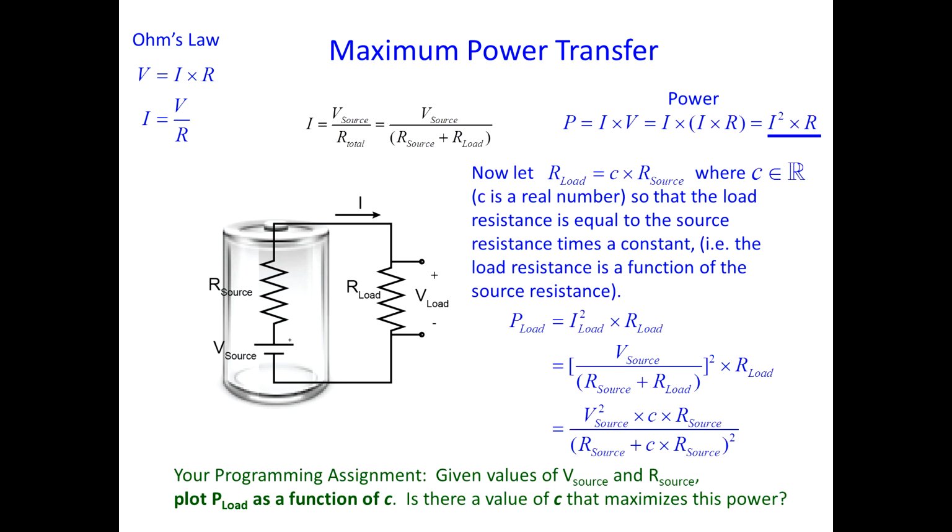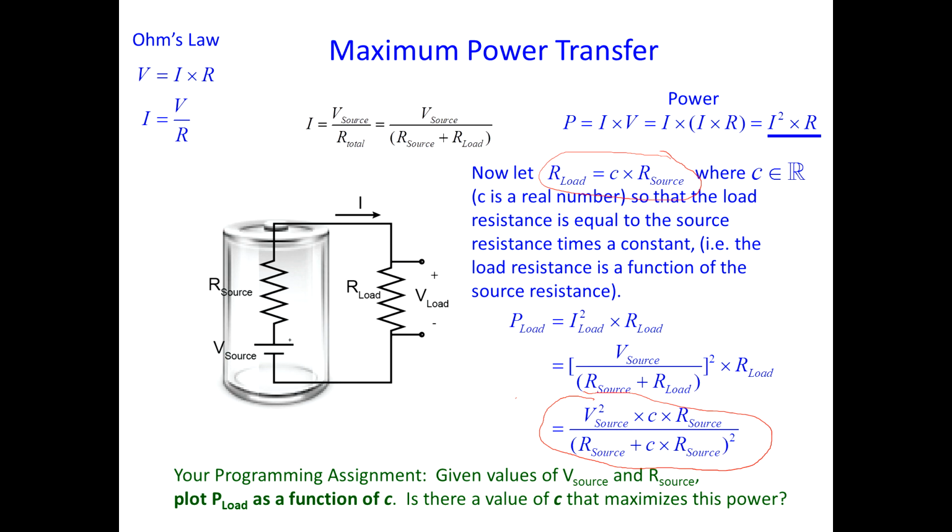Okay, now let's modify this a little bit. So instead of having two independent variables, our source and our load, let's just make our load equal to a constant times our source. Okay, and C is some constant or real number. Okay, so let's redo this now, where our load is now C times our source. So we now get this final equation where we just have the voltage source, the resistance source, and a constant value.